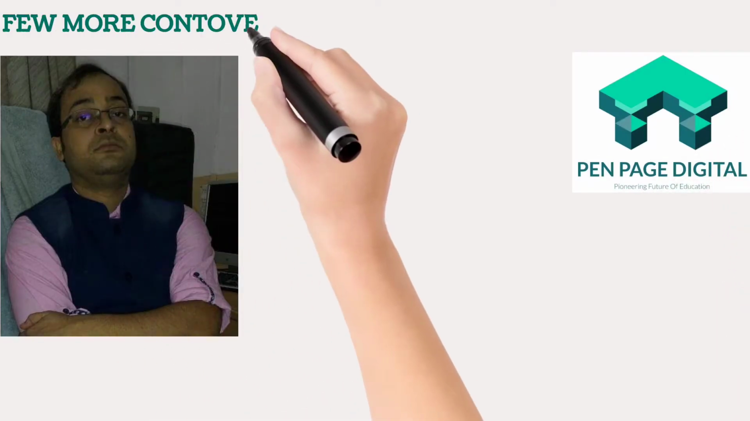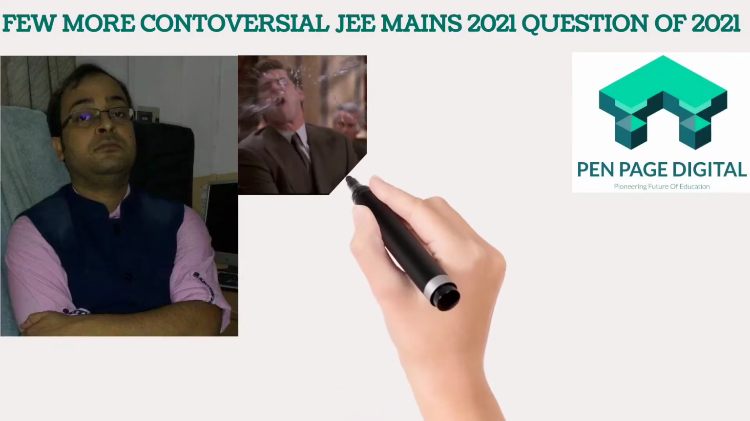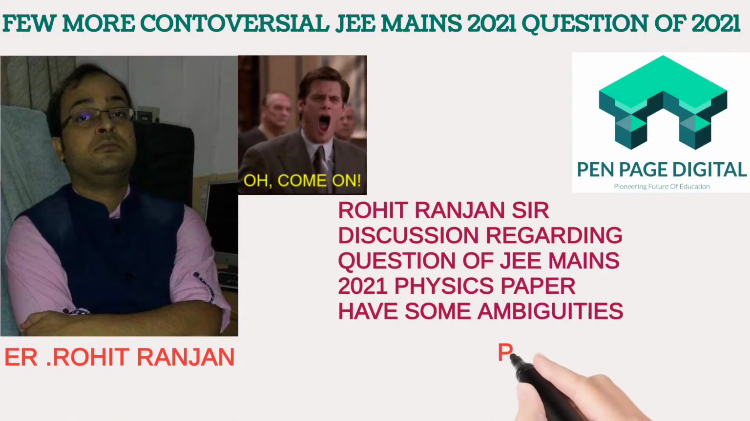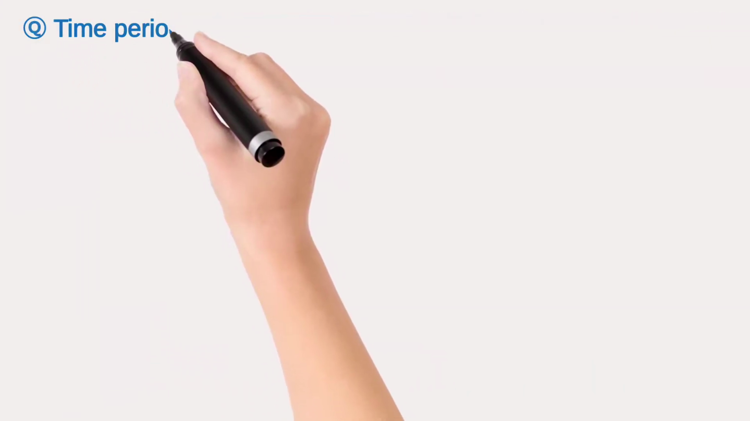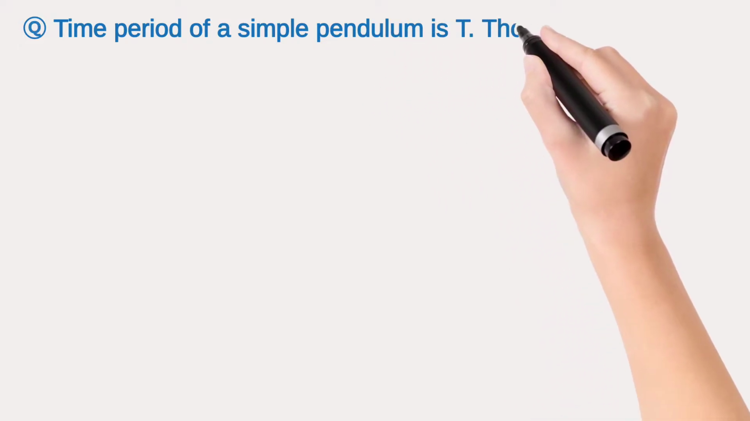It's nice to be in front of you. Now I am with a few more controversial JEE Mains questions of 2021. Now let us jump to the questions. Here, this is the first question. This question is from simple harmonic motion.